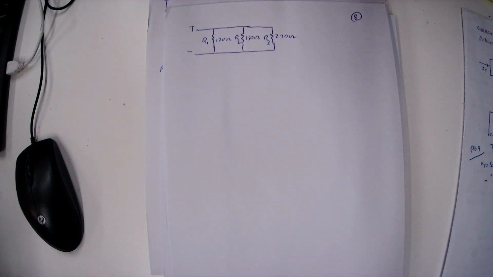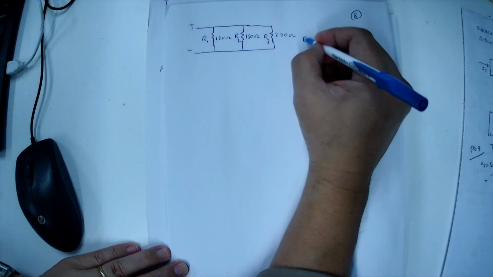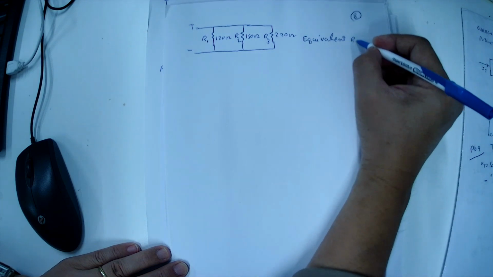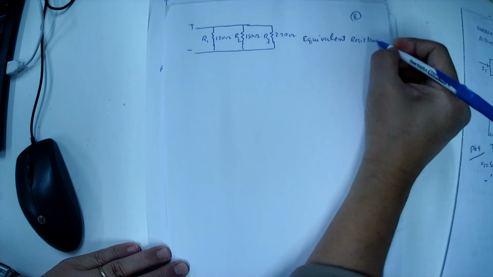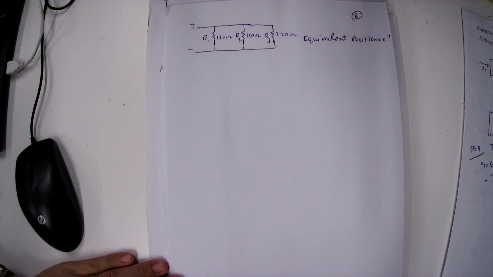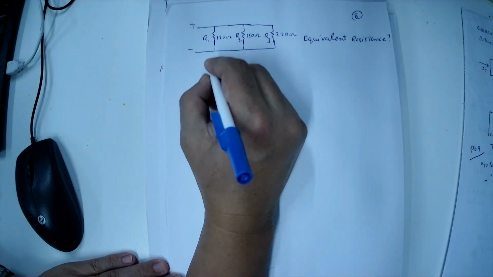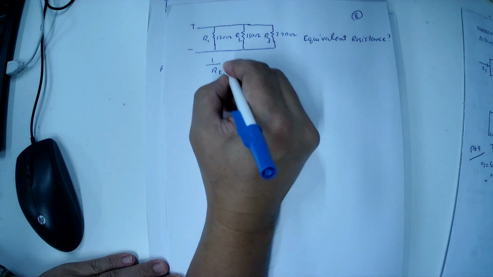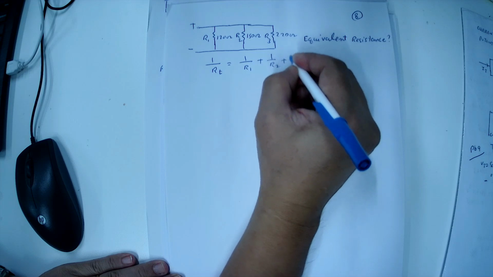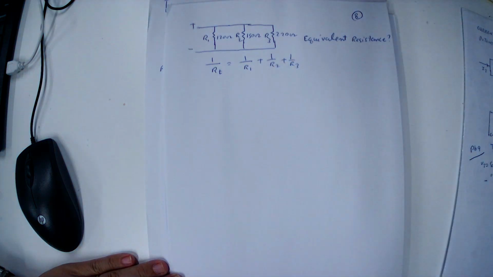Firstly, we have to find out the equivalent resistance. We need to find out the equivalent resistance, so that both three resistors are connected in parallel. Therefore, we can write down the equation. If the resistors are connected in parallel, R total equals 1 by R1 plus 1 by R2 plus 1 by R3. This is for the parallel resistance.